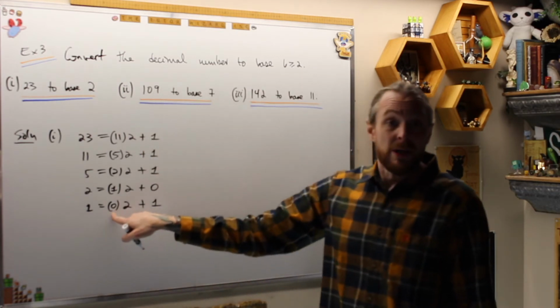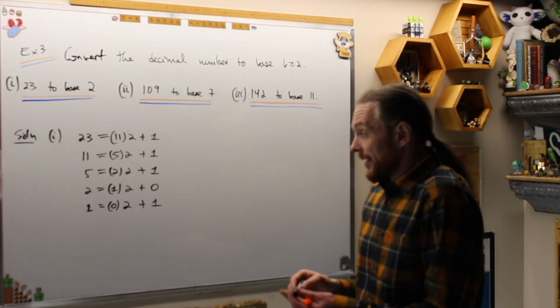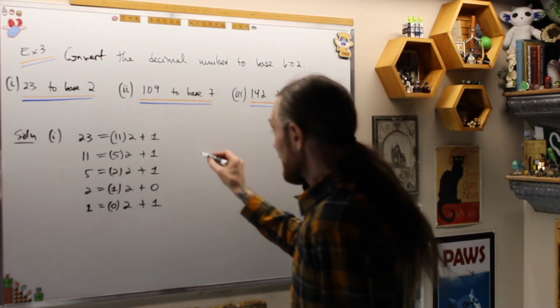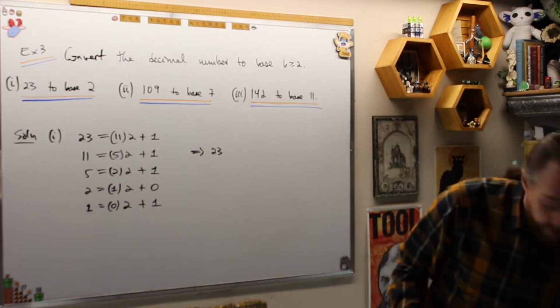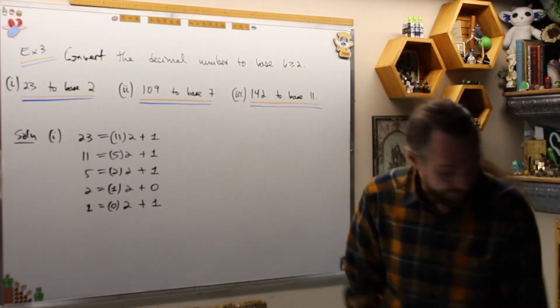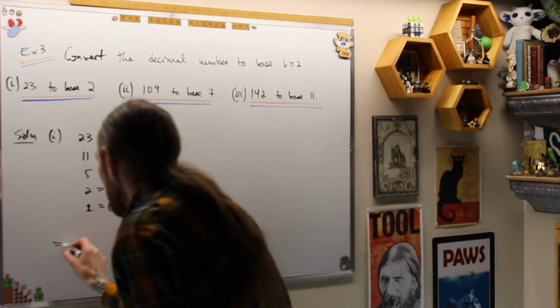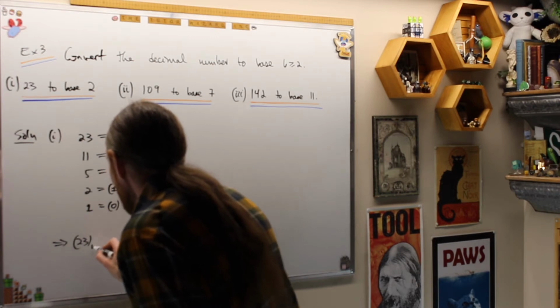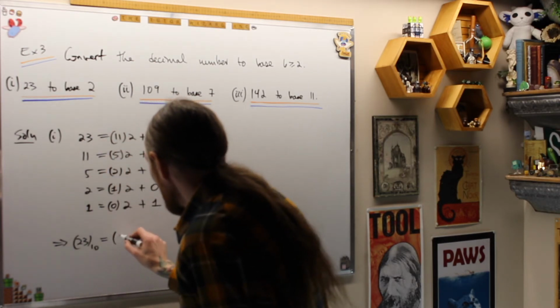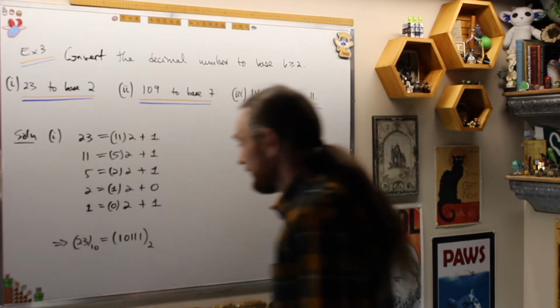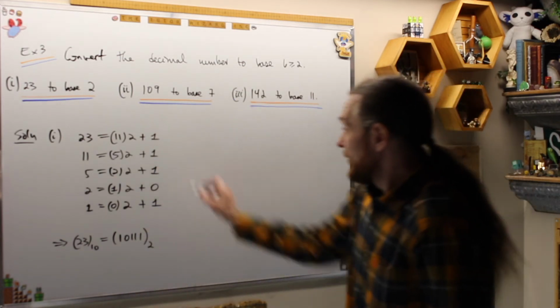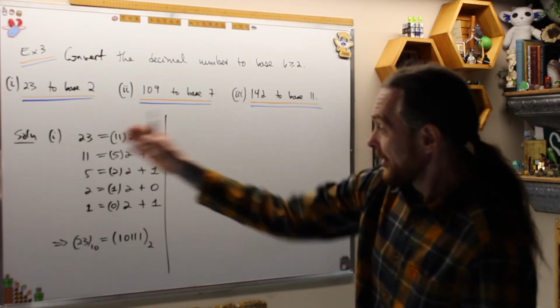Once I get a 0 quotient, I know I can stop, and this tells me that the number, reading the remainders in reverse up this way, is going to be 23. Let me put it here. This says that 23 base 10 is equal to 10111 base 2. Alright, for the next one I was going to try and do them underneath.